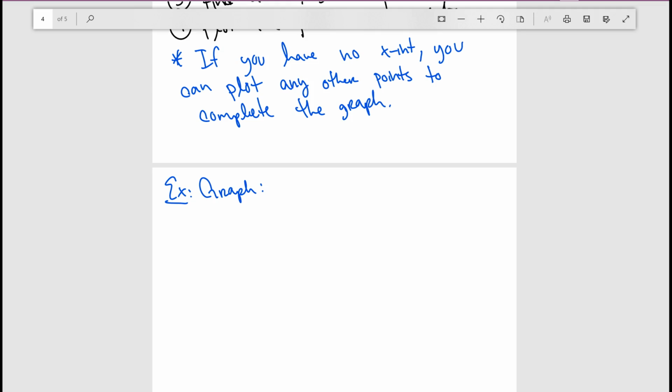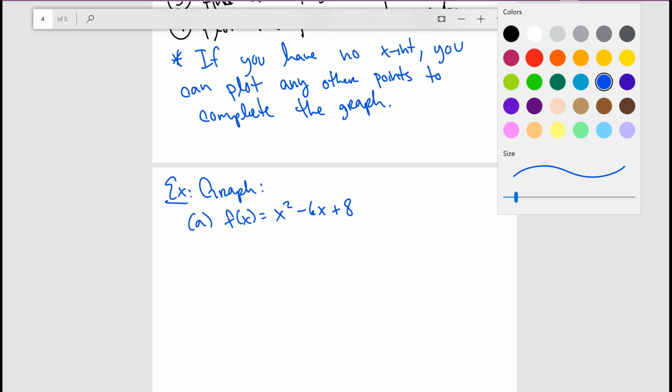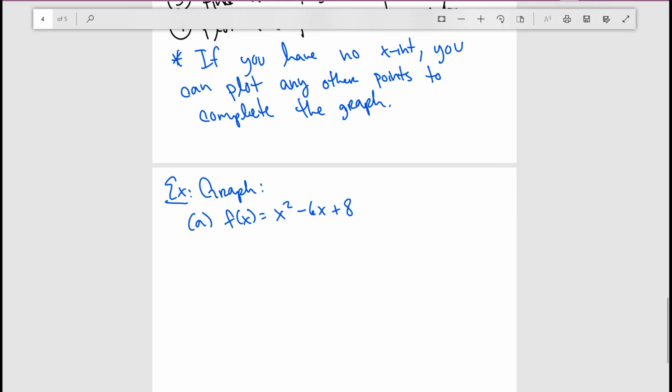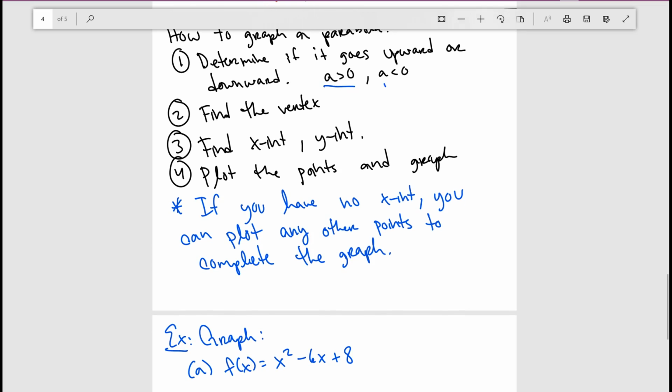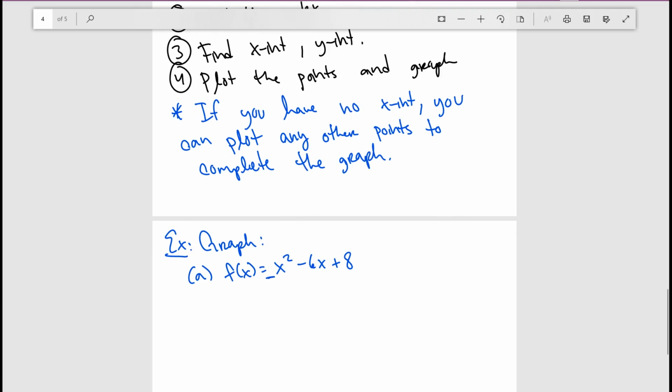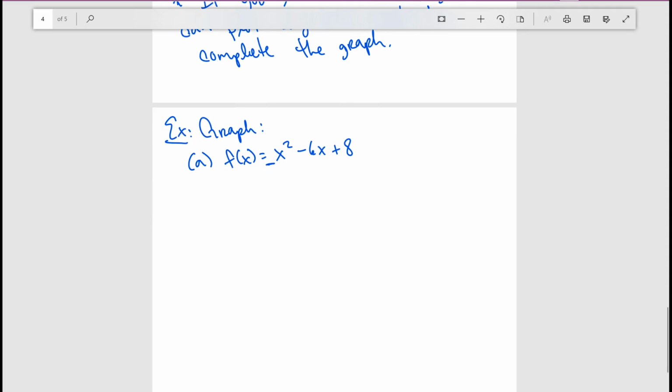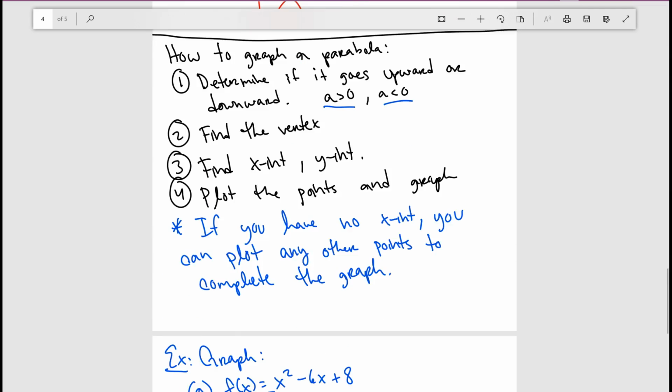Okay, so here's my first problem. f of x is equal to x squared minus 6x plus 8. Okay, so let's try to graph something that looks like this. So the first thing that we want to do, if you go back up, says that we want to determine if it goes upward or downward, and that depends on a. So a in this case is a positive 1. So what that tells me is that this graph is going to open upward. So the parabola opens upward. Okay. That's the first thing that we know.